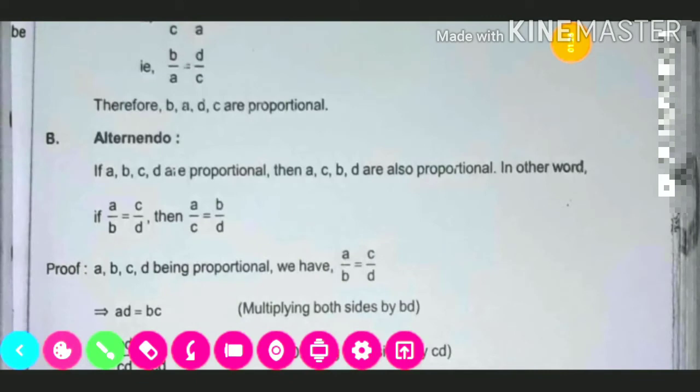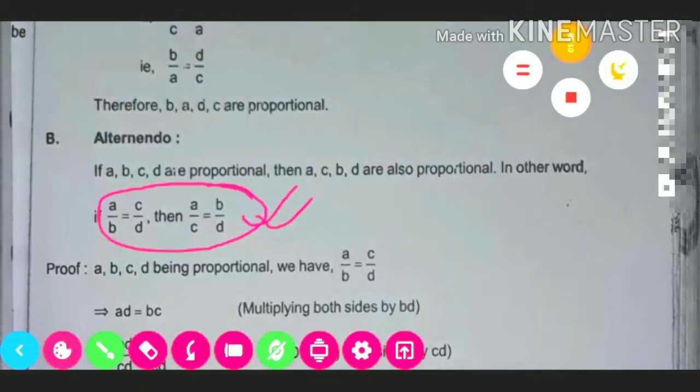Now alternando. Alternando means if A, B, C, D are proportional, then A, C, B, D are also proportional. In this form also it will be proportional. In other words, if A divided by B is equal to C divided by D, then C comes down to A's place and B goes on top of D. This form is known as alternando. This is the formula of alternando.